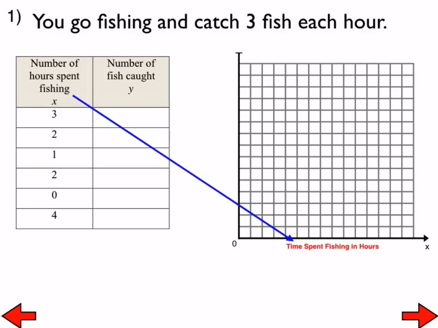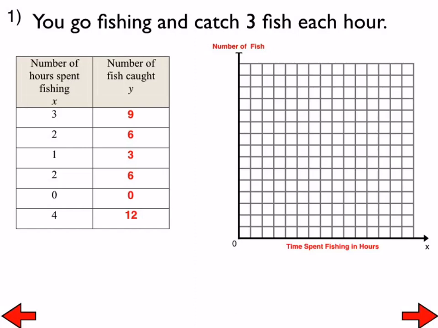So clearly, the number of hours spent fishing is on your x-axis, but what you're going to find out in the homework tonight in 1 through 3 is you're going to have to state what the label should be on your x-axis or your horizontal axis and what the label should be on your y-axis or your vertical axis. So time spent fishing, since that's the independent variable, is the x-axis, and number of fish caught will be our y-axis or our vertical axis. And we caught 3 fish each hour, so (3, 9), (2, 6), (1, 3), (2, 6), (0, 0), and (4, 12).